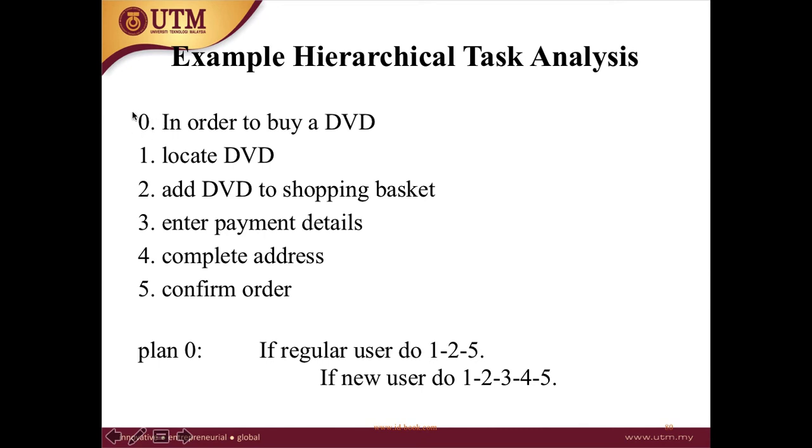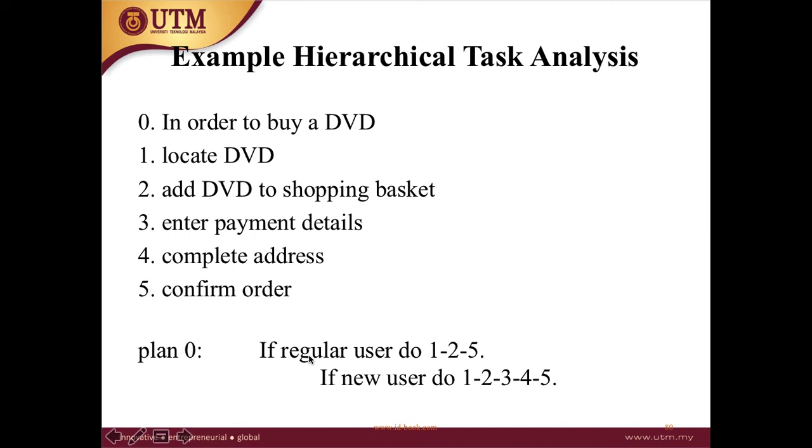Normally start with 0. Right, so 0 normally reflects your objective. What is your objective? This objective: order to buy a DVD. So when you propose your topic, you have to understand what is the objective of your proposal, your application, okay, to help users, or to buy a DVD, for example. Then locate DVD, step number 1. Step number 2, add DVD. Step number 3, enter payment details. Step number 4, complete address. Step number 5, confirm order.